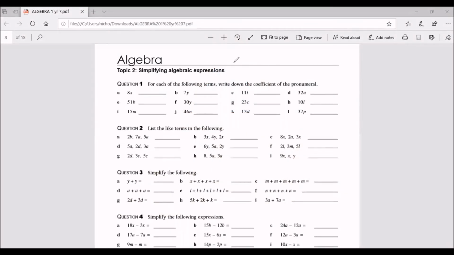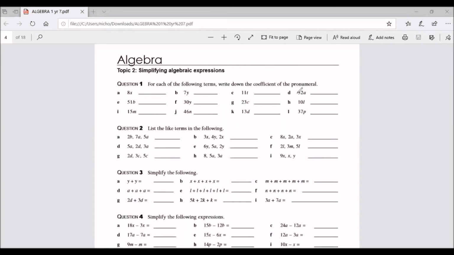So today we're going to be continuing with our study of algebra, and specifically we're moving on to simplifying algebraic expressions. So as per usual, I'm just going to be working down the left column so you guys can do the right columns for homework. So let's get started. For each of the following terms, write down the coefficient of the pronumeral.